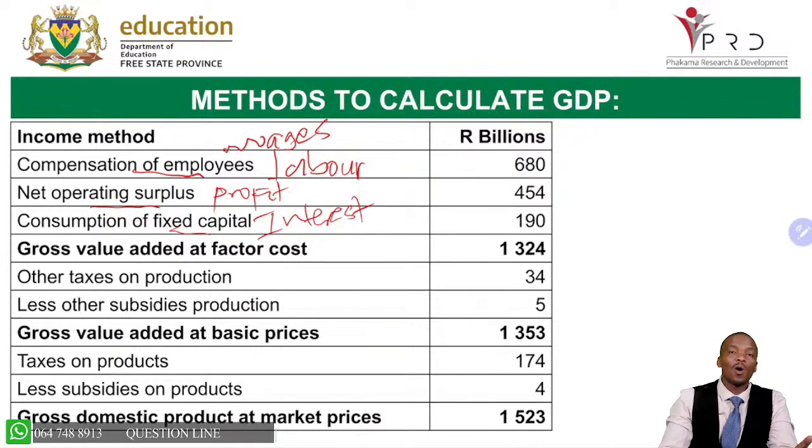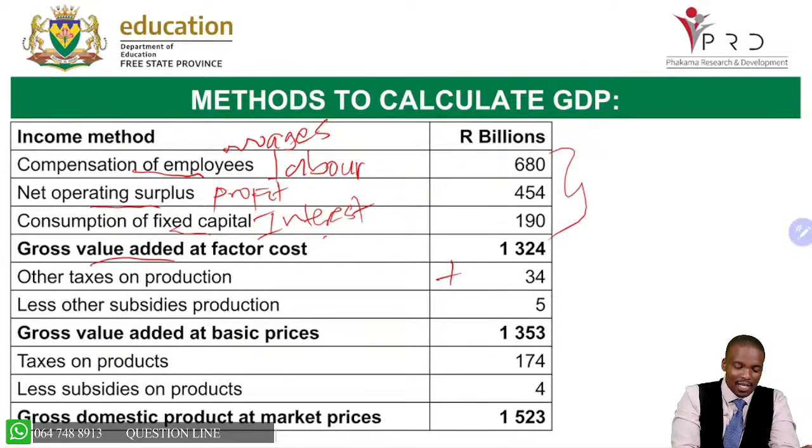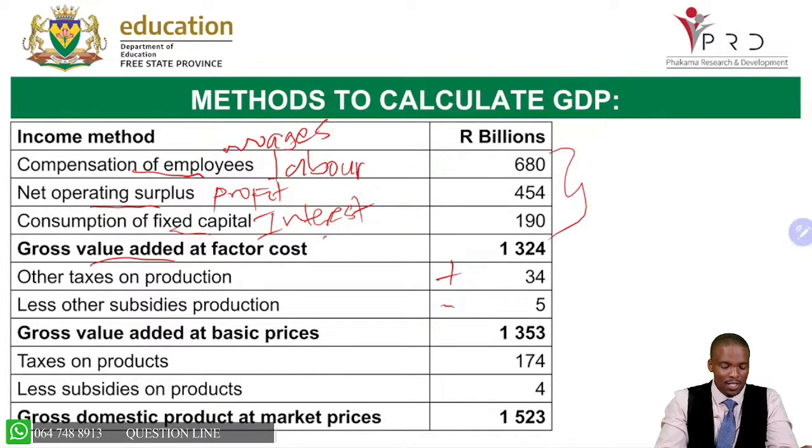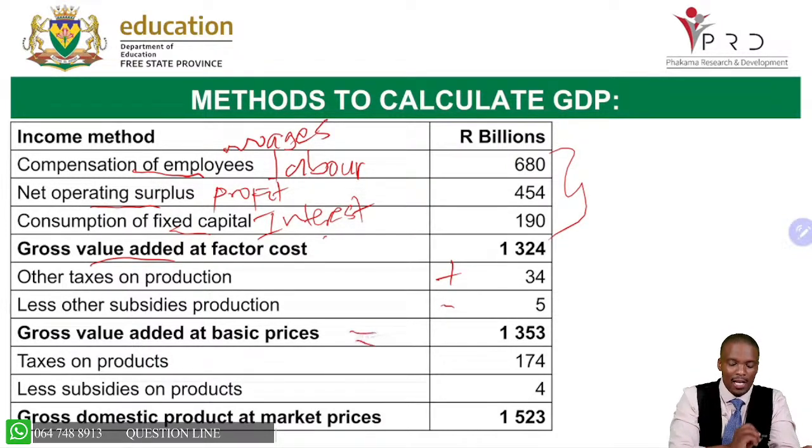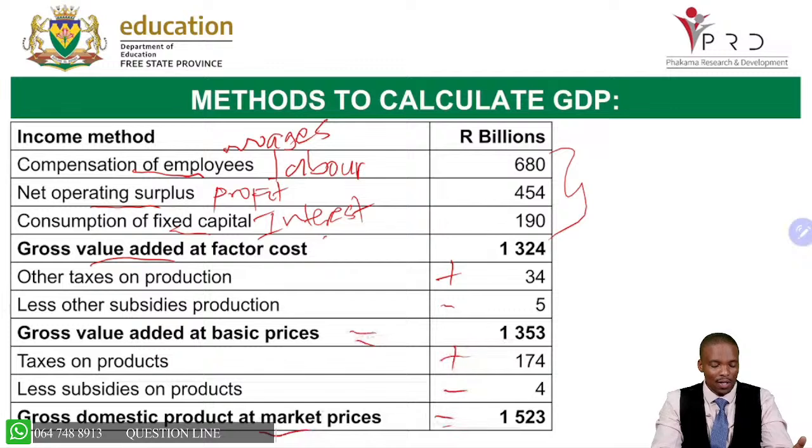Okay, then this is the long one, because after that it will give us gross value added at factor cost. Once you add the three, then you add taxes on production, you minus subsidies on production, it will give you GVA at basic prices. Then you add taxes on products, you minus subsidies on products, then it will give you what? GDP at market price, of which this is what we are calculating, or this is what we need.